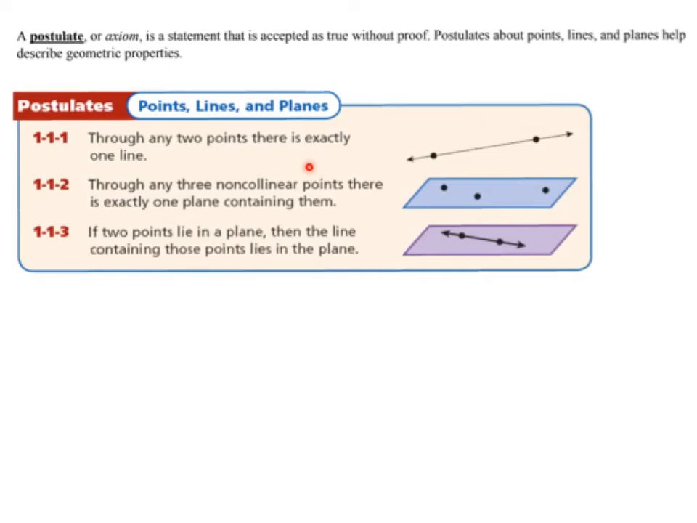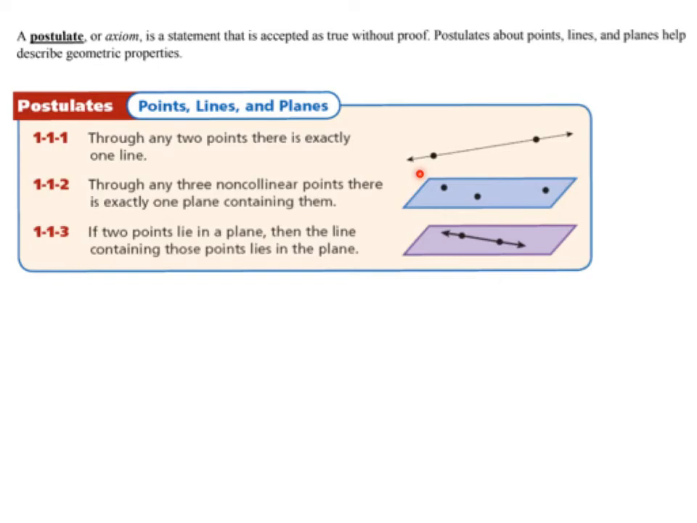The next one says through any 3 non-collinear points, there's exactly one plane containing them. That also makes sense because, again, if through any 2 points we can draw a one-dimensional line, if I now have a third point that's not on that line, then I need to create a second dimension, which is in turn a plane.